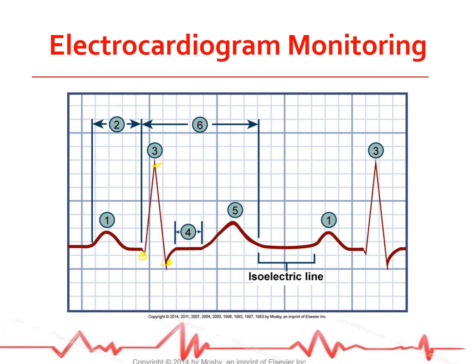We have number 6. So number 6 is our QT interval. Many medications out there actually affect our QT interval, and this represents the entire time it takes for the ventricle to depolarize and then repolarize again. So how long does it take for the whole ventricle to do its thing?